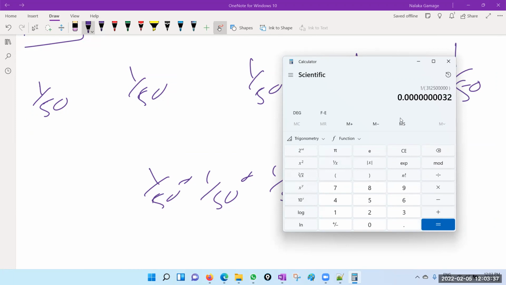1 over that. So the probability is this much. Or in other words, if you buy 312 million 500,000 tickets, one of them will win.